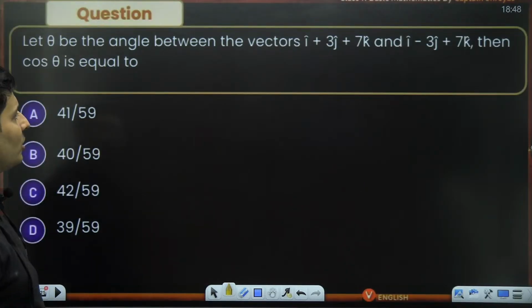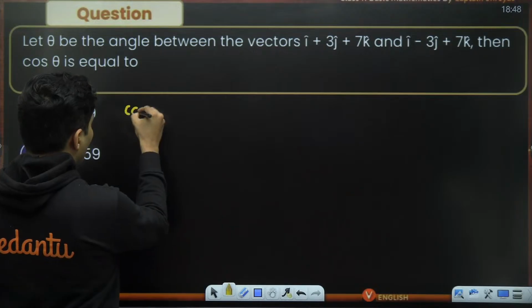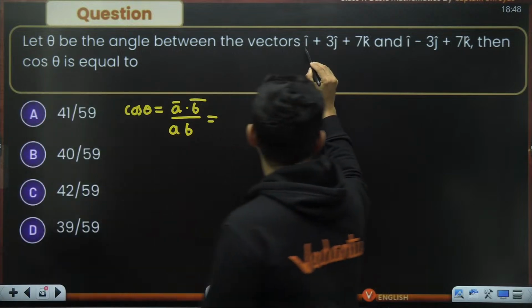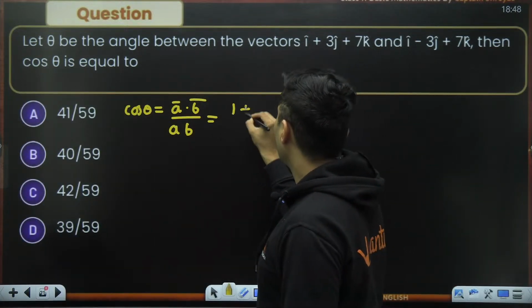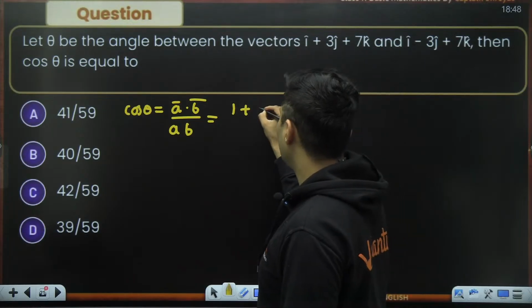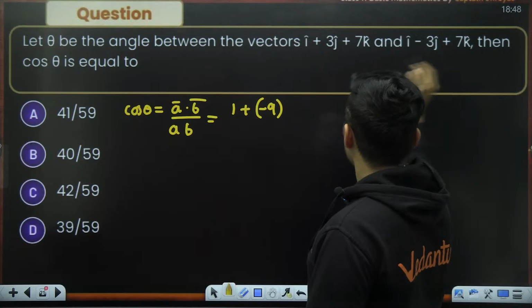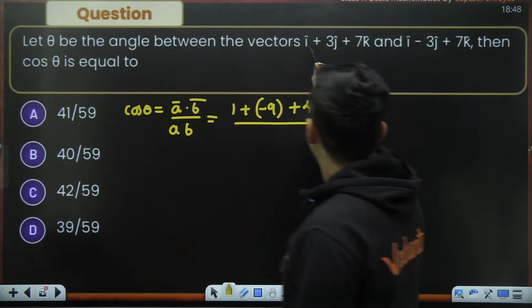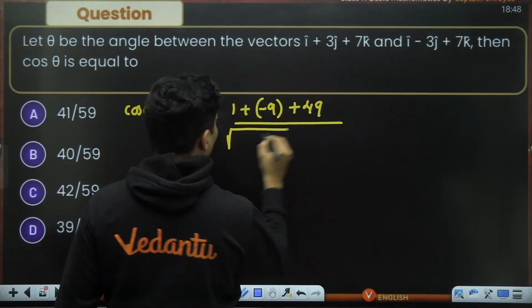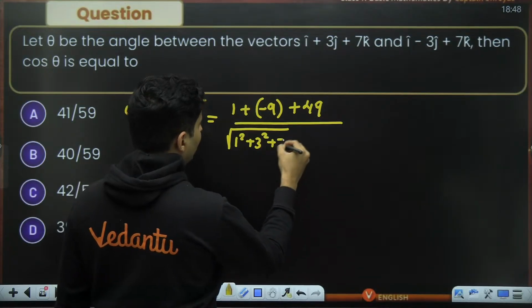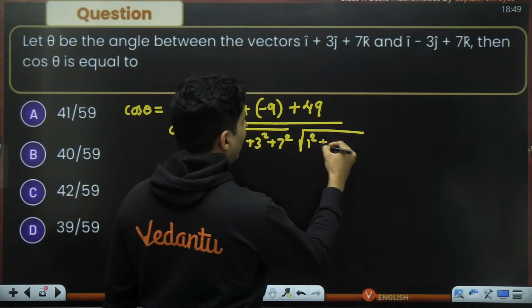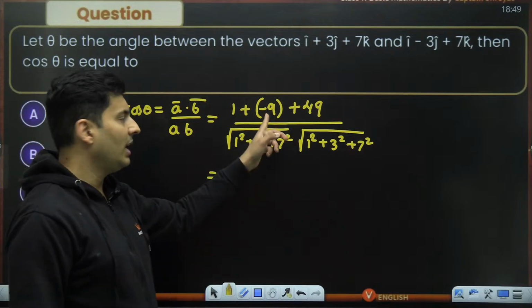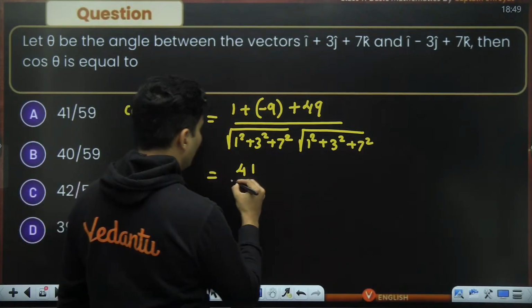Let theta be the angle between the two vectors, then cos theta is equal to how much? Cos theta is A dot B by A into B. So A dot B means 1 into 1, which is 1, plus 3 into minus 3, which is minus 9, plus 7 into 7, which is nothing but 49, upon the magnitude. It will be root of 1 square plus 3 square plus 7 square into, again, 1 square plus 3 square plus 7 square for the vector B. Okay, everyone? So 49 minus 9 is 40, so that will be nothing but 41 on the numerator side.